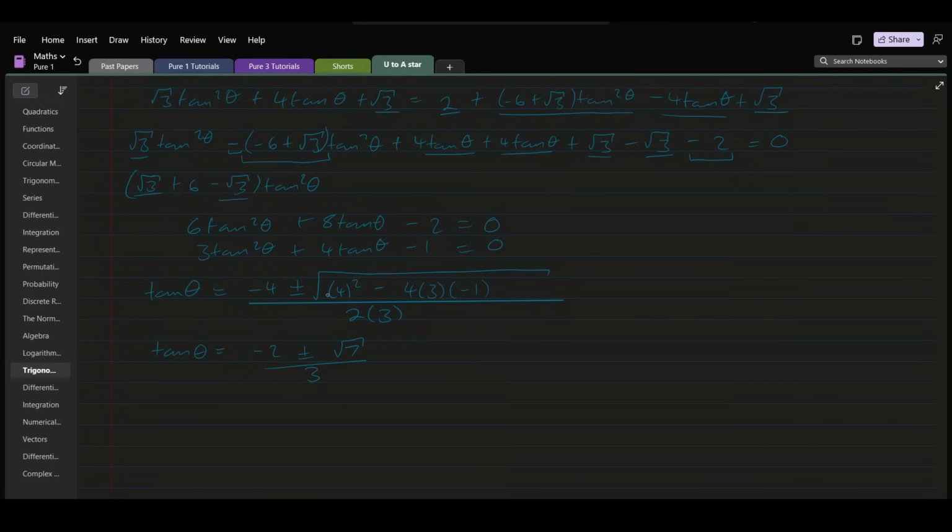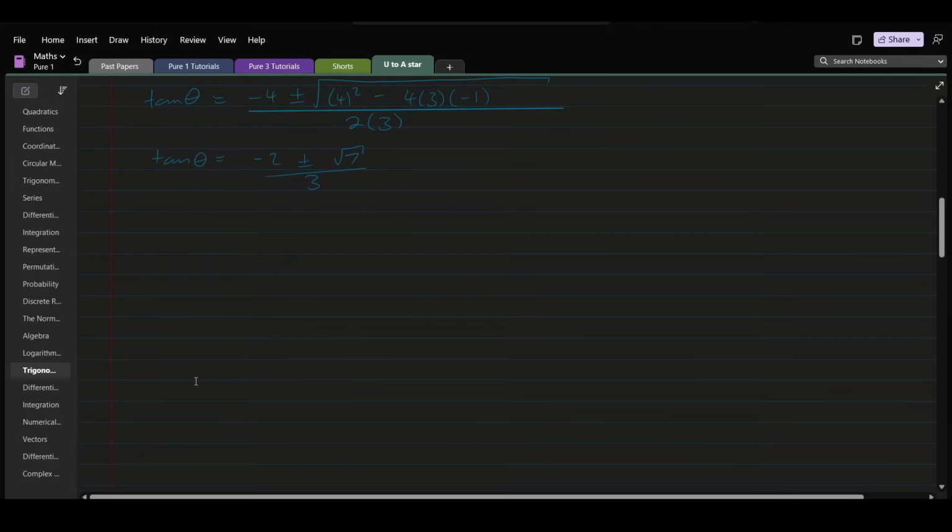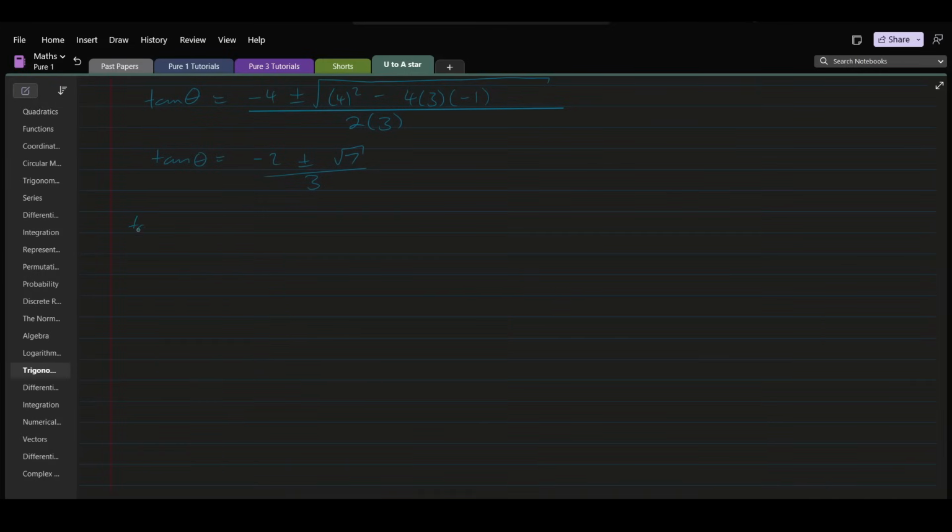Let's write this as two separate equations. So that's tan theta is equal to negative 2 plus root 7 over 3. And then we have tan theta is equal to negative 2 minus root 7 over 3. Now let's solve both equations. We'll start with the first one.